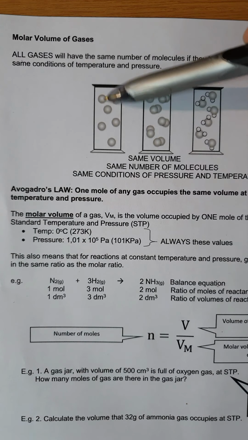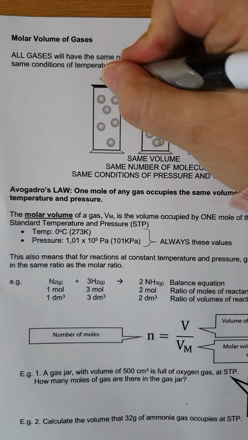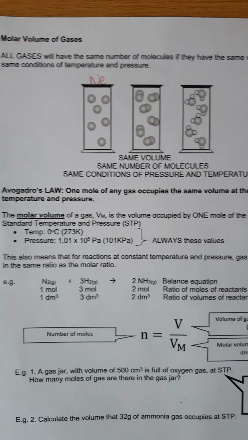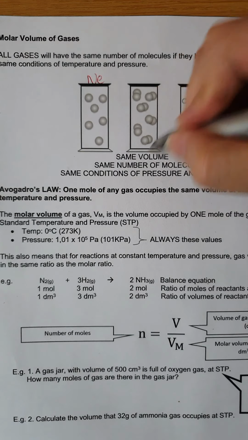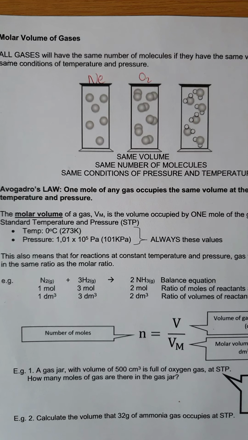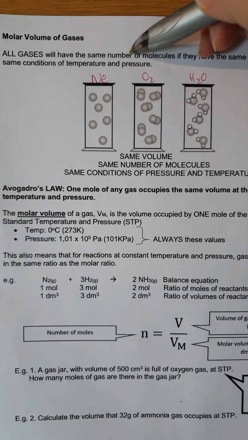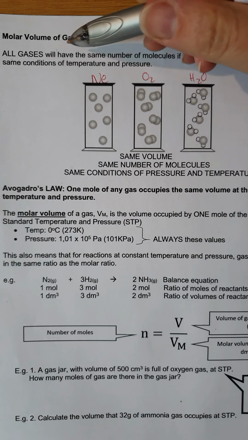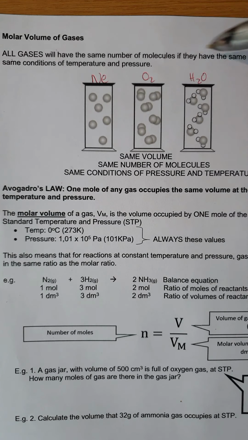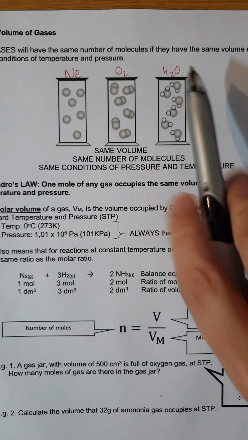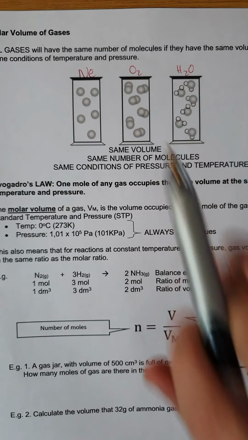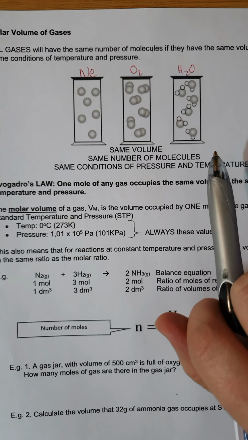Okay, so here you can see you've got single atoms. So this could be something like neon, any one of the noble gases. These look like diatomic, so let's say it was oxygen, and these look like water. Remember this could be water vapor, so it's also a gas. So it says all gases will have the same number of molecules if they have the same volume under the same conditions of temperature and pressure.